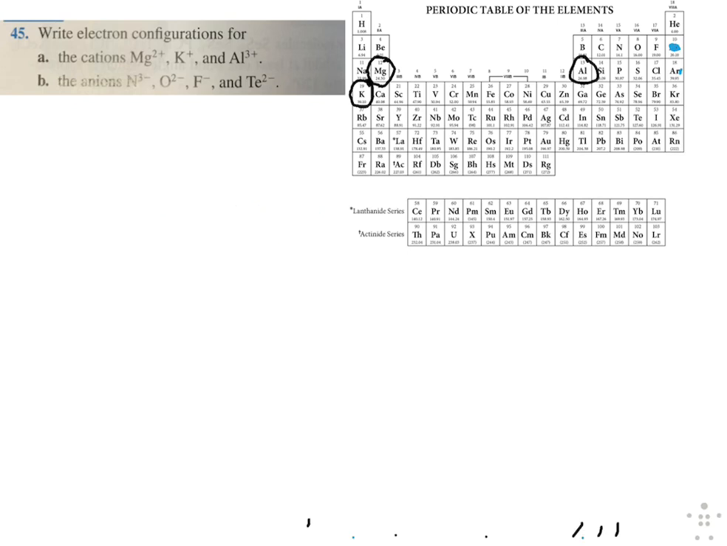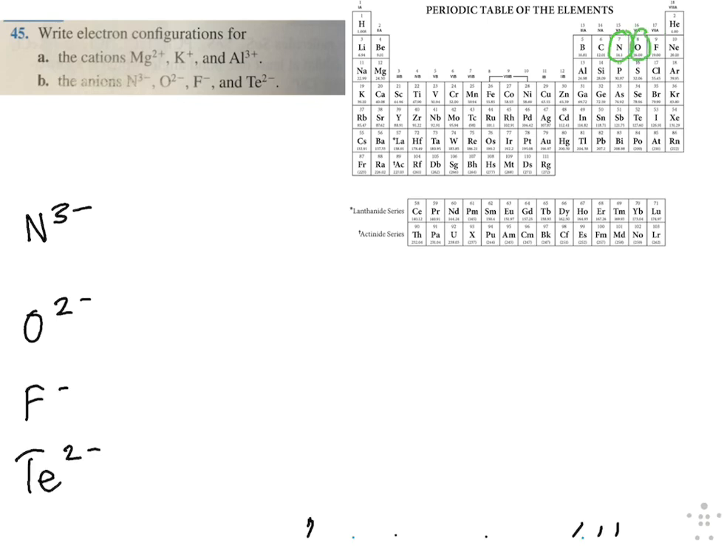Now we're going to do the second part of this question where we're going to find out the anions' configuration. So the anions in this question were nitride, oxide, fluoride, and telluride. Now these are all anions because they're negatively charged. Okay, so let me erase the ones from earlier here. So the 4 ions we're looking at here, we've got nitride, oxide, fluoride, and telluride down here.